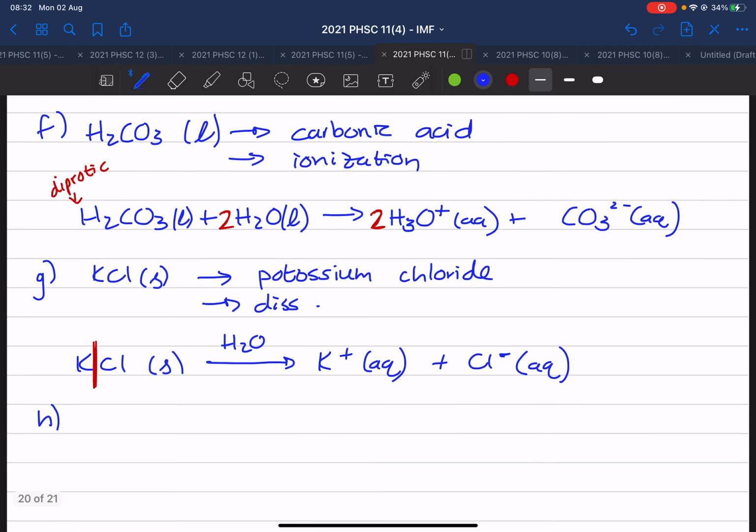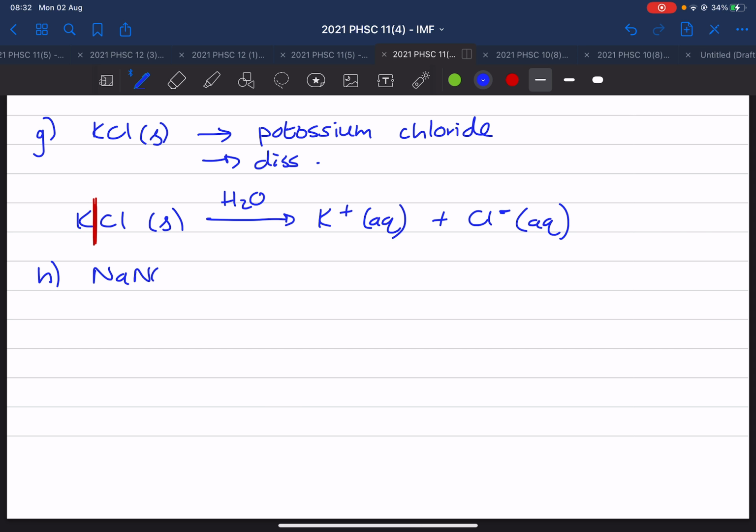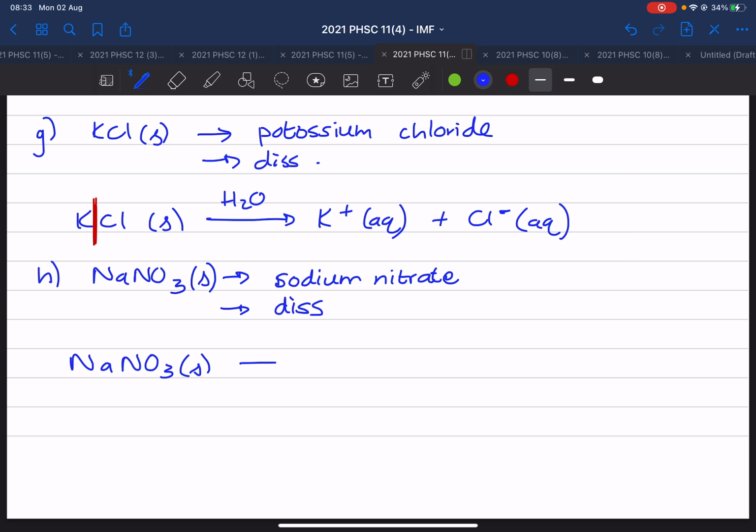And then the last one there is NaNO3. The name there is sodium nitrate. So you see a metal bonded to a non-metal. They also tell you it's a salt. So that is your clue, the metal, the salt part, or the solid part, that it will undergo dissociation. So you have your sodium nitrate, solid. Dissociation means in the presence of water, it will split up into the two ions that you get, sodium ion aqueous and your nitrate ion aqueous.